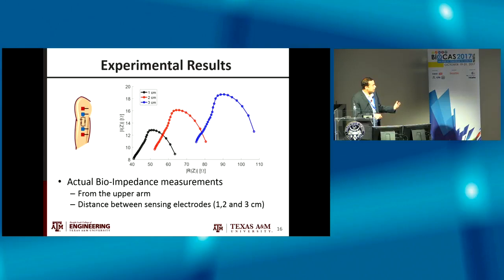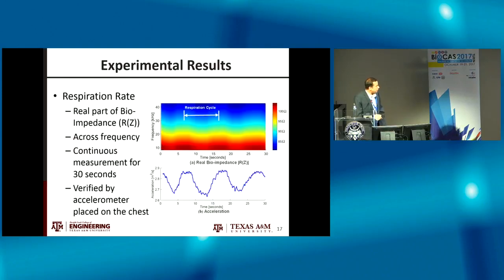We can also notice that the bioimpedance decreases as the spacing between the electrodes decreases, and this is also as expected. The real part of the impedance decreases from around 100 ohms to 50 ohms, and the imaginary part from around 18 ohms to 10 ohms for the least spacing. Then in the next experiment, we have shown that we can also capture the respiration rate in frequency and in time, and this is our main objective.